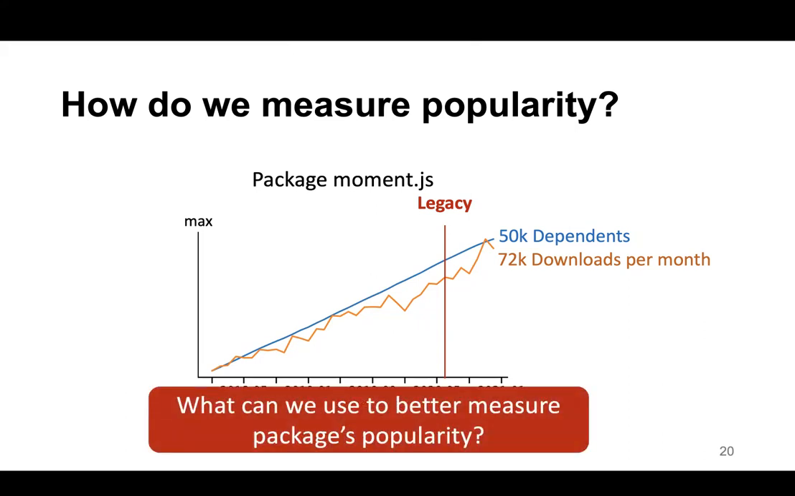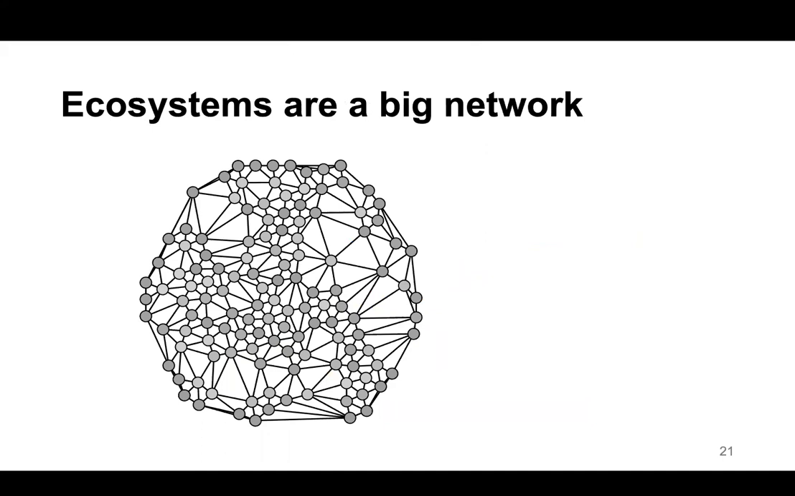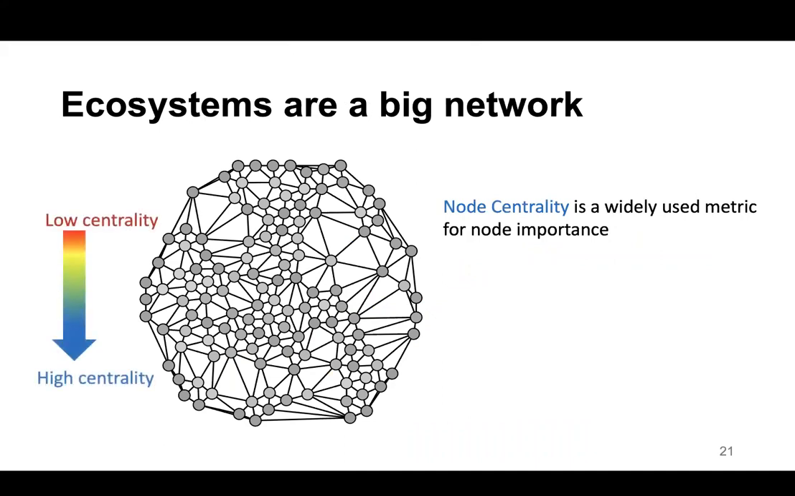So what did we think? How can we better measure package popularity? The idea here is just to treat the big ecosystem as a big network, where nodes are packages and edges are dependencies. And in those particular cases, we already have a good metric for measuring the importance of a node. It's called node centrality. If you come from networking, these metrics are used in social networks. As a matter of fact, those metrics are very commonly used. We decided to use PageRank, which is the one that used to be used by Google back in the day to measure the popularity of links and websites.